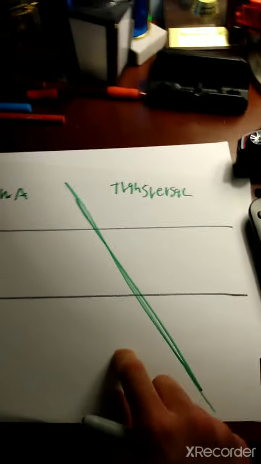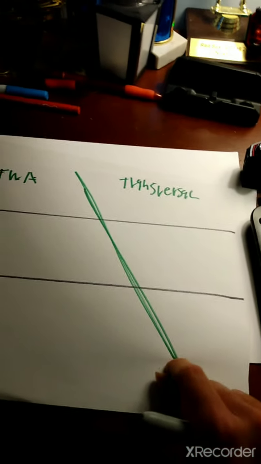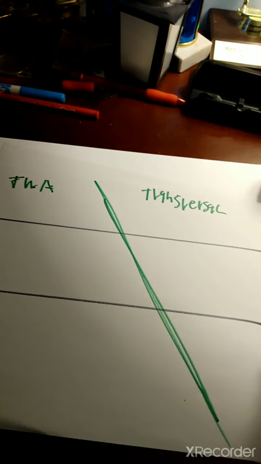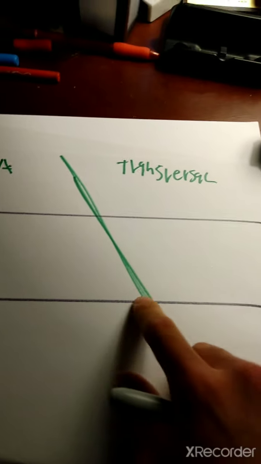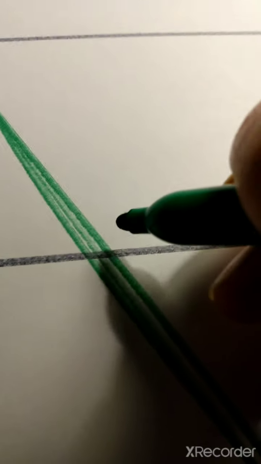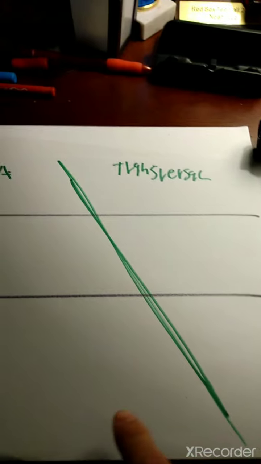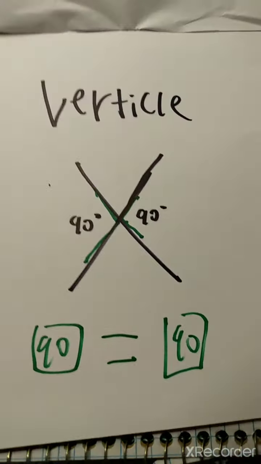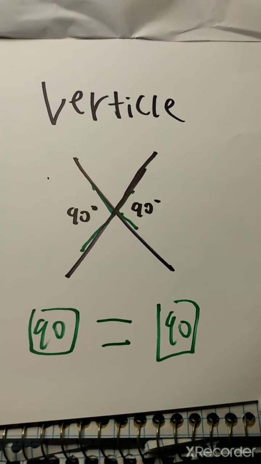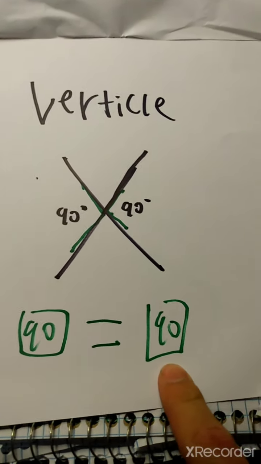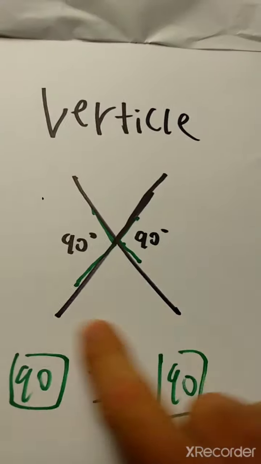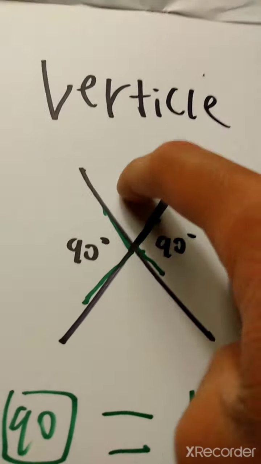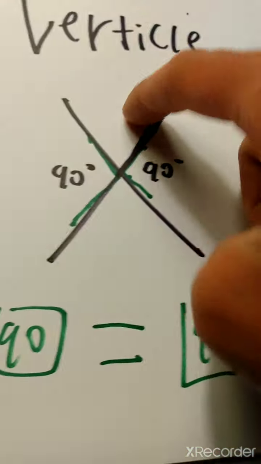If you have noticed, when we made this transversal line intersect these two parallel lines, there is something weird about these lines. Here's an angle right here, there's an angle right there, there, and there. What these kinds of angles are, they are vertical angles. Vertical angles are angles that are equal to each other, and they also make 360 degrees if you add up all of the angles.